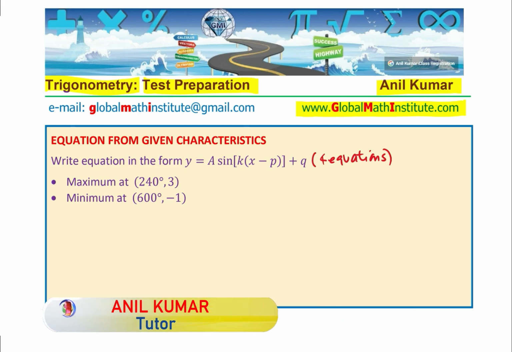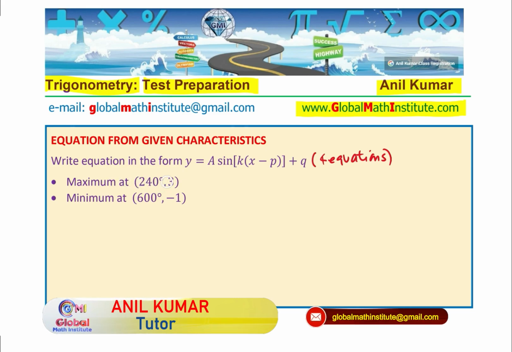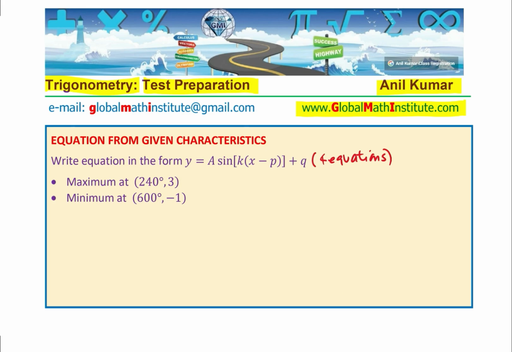Okay. So we are given the maximum at 240 degrees, the value being 3, and the minimum at 600 degrees, the value being minus 1. So basically, we are given a sine wave. Let me sketch one here. So let us say something like this. Okay, two points talking about our maximum and minimum.